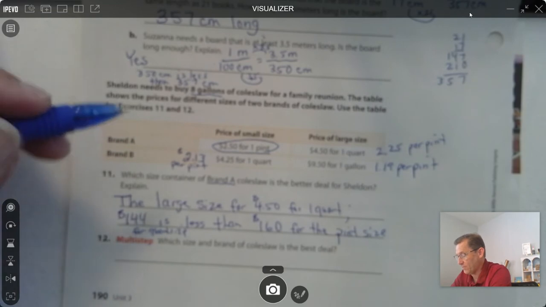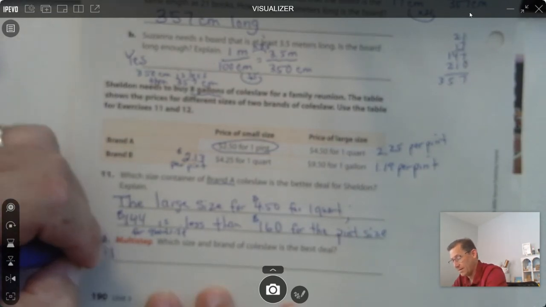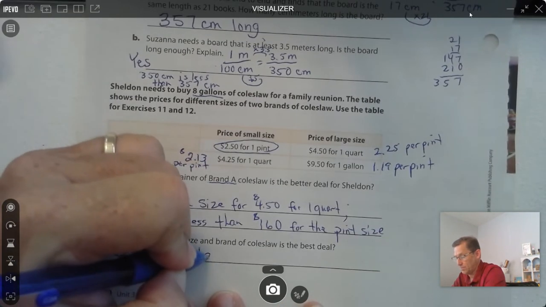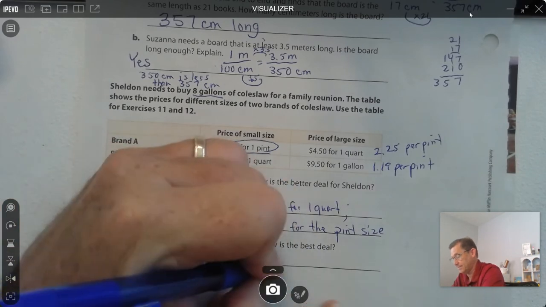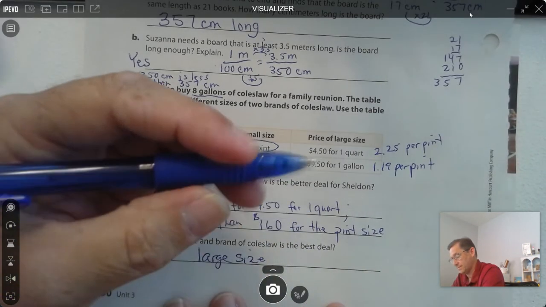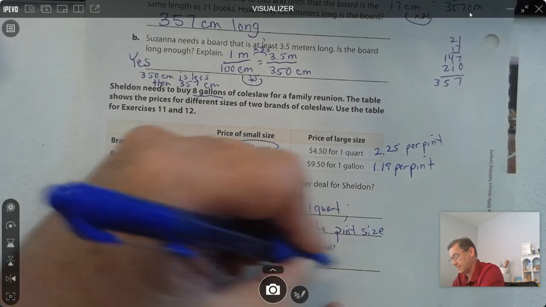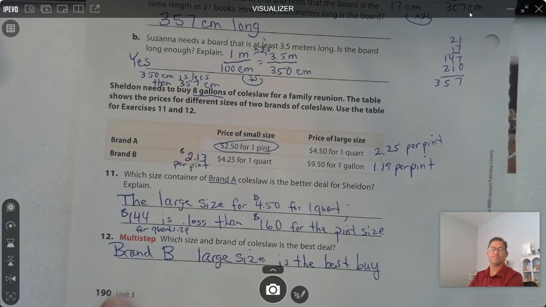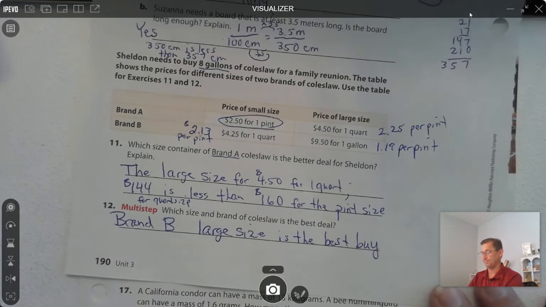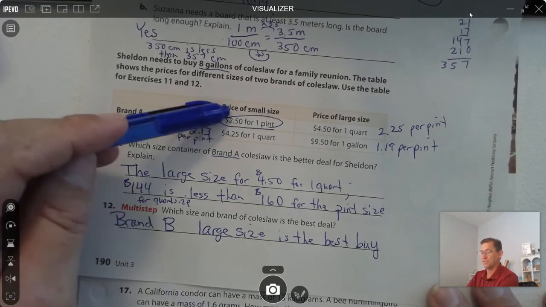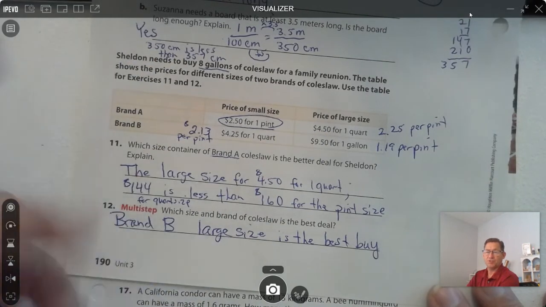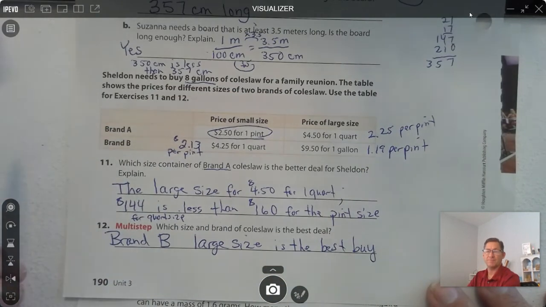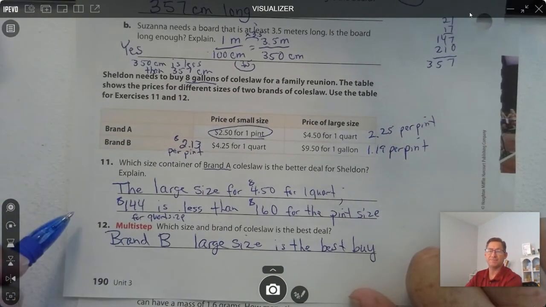So, what is the best deal? What size and brand of coleslaw is the best deal? Brand B, large size, is the best buy. Could we have changed these to gallons and compared it that way? Sure. Could we have changed it to quarts? Yeah. Just as long as the unit that you're comparing is all the same. So $1.19 is the cheapest price.